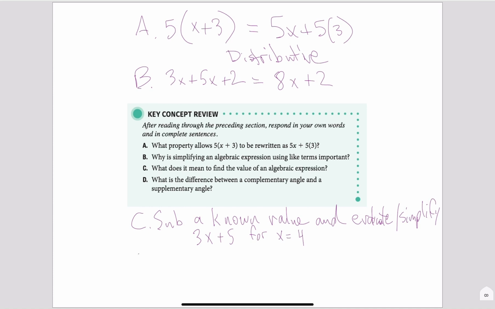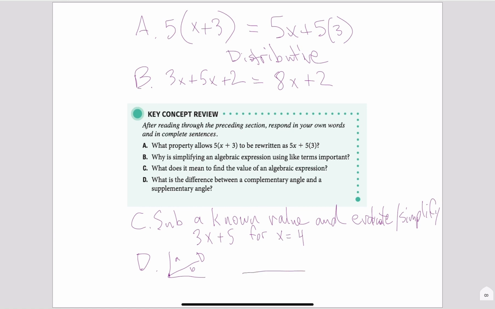All right, part D. What is the difference between a complementary angle and a supplementary angle? Well, don't worry about this part because we didn't cover it. But if you want to know about it, you can check out your book. It's got some pretty good diagrams. Basically, if you have a 90-degree angle and you draw a line from the point where they meet, you bisect this area, then you have portions, A and B, that complement each other up to 90 degrees. They are each other's complement.